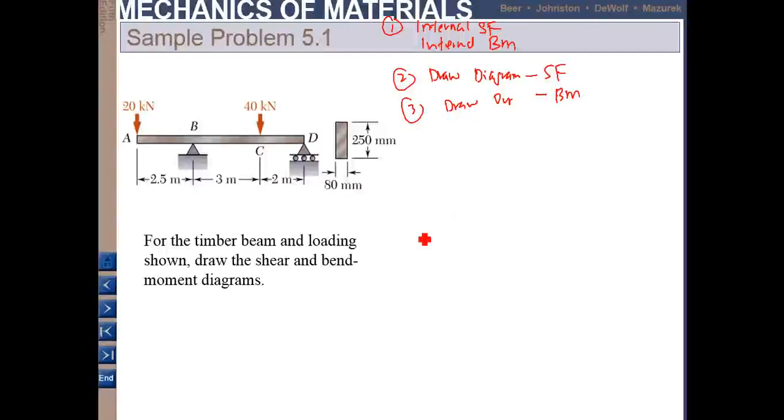Okay, so to do this analysis, you have to determine the internal shear force and the internal bending moment first for this beam. Okay, if you start from the left, this beam, the condition is actually like this.